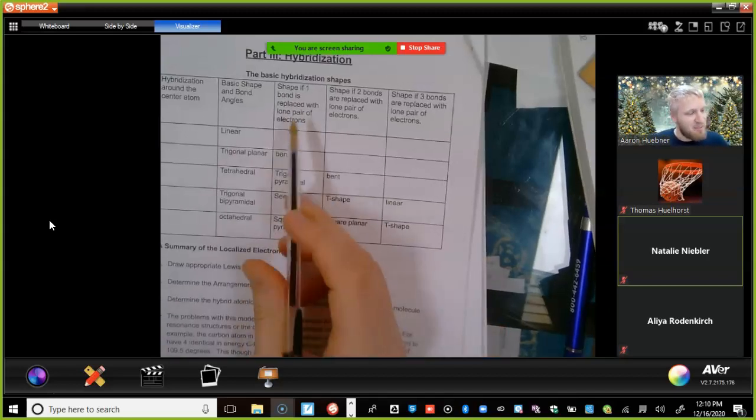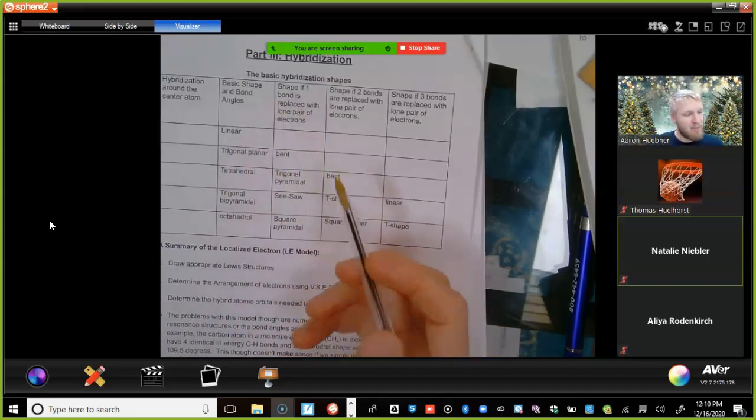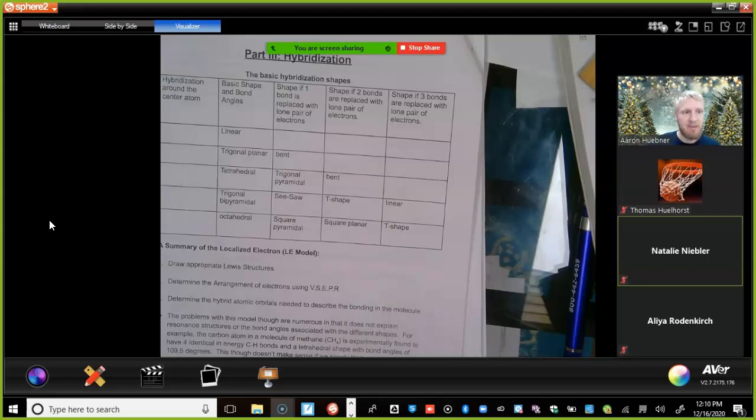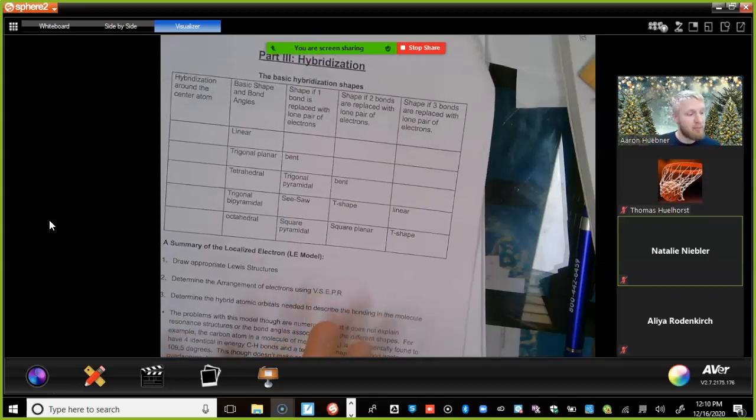All right, so here's some review. We kind of did the memorization of hybridization: sp3, sp2, sp, and then you got the sp3d and the sp3d2. And I said just memorize it, and we'll talk about it later. Well, here's the time we're talking about it later.